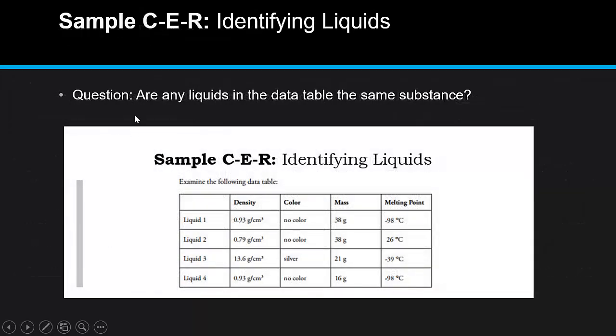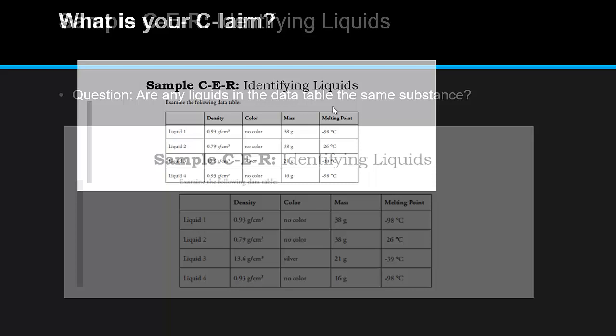So here's a data table. The question is, are there any liquids in the data table? Are any of the liquids in the data table the same substance? So take a look at the data table. If you need to pause, you can. The question, again, are any liquids in the data table the same substance?